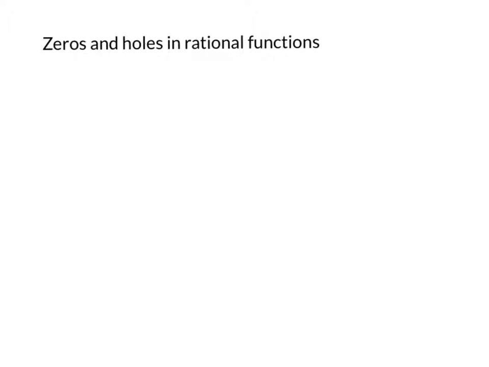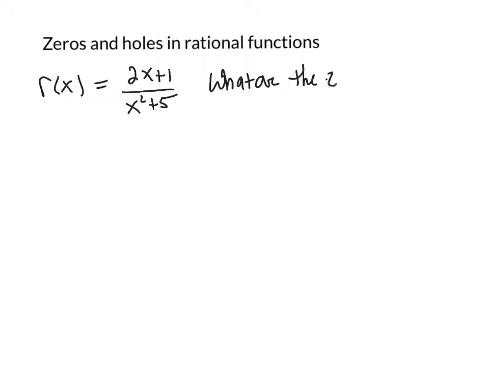So I want to start out with a question. Suppose we have a rational function here, and it looks like this: 2x plus 1 divided by x squared plus 5. And I want to know, what are the zeros? Right? So what are the zeros? What are the zeros of this function?